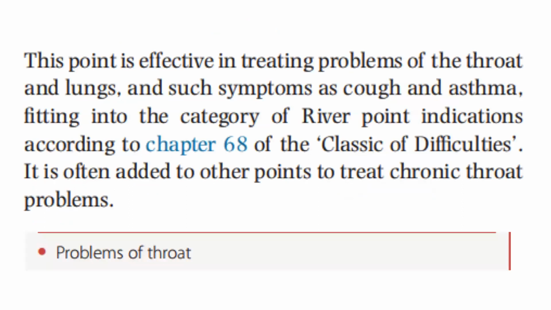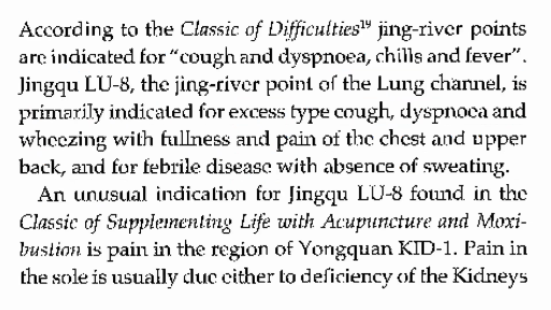Lung 8 is effective in treating problems of the throat and lungs and such symptoms as cough and asthma, fitting into the category of river point indications according to chapter 68 of the Classic of Difficulties. It is often added to other points to treat chronic throat problems. According to the Classic of Difficulties, Jing River points are indicated for cough and dyspnea, chills, and fever.